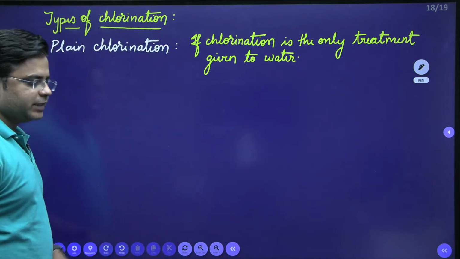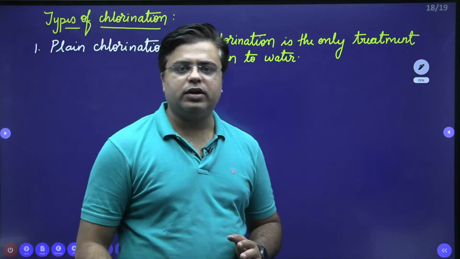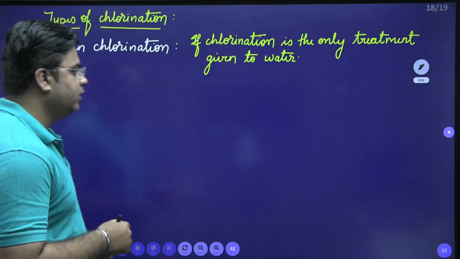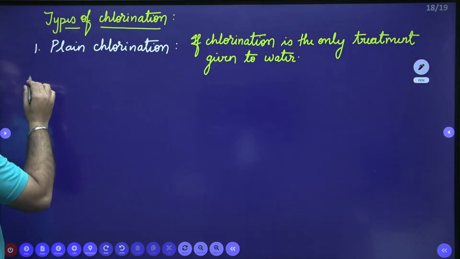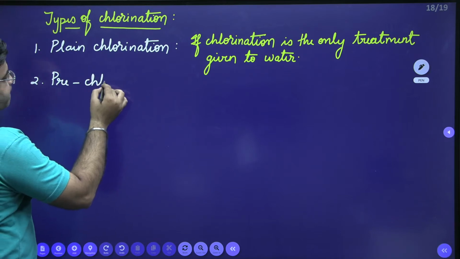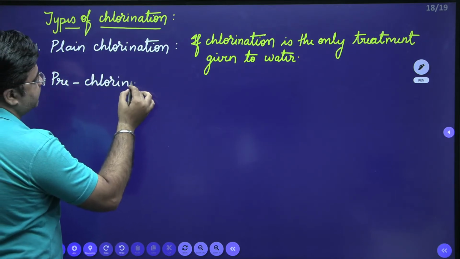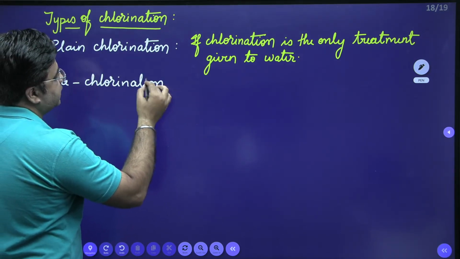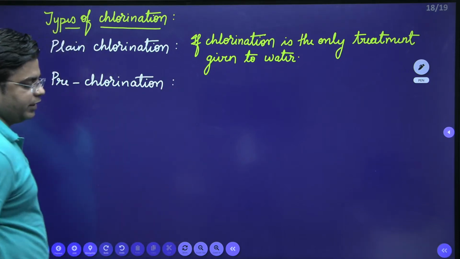If chlorination is the only treatment given to water, then it is known as plain chlorination. Next is known as pre-chlorination. The next type of chlorination is known as pre-chlorination.